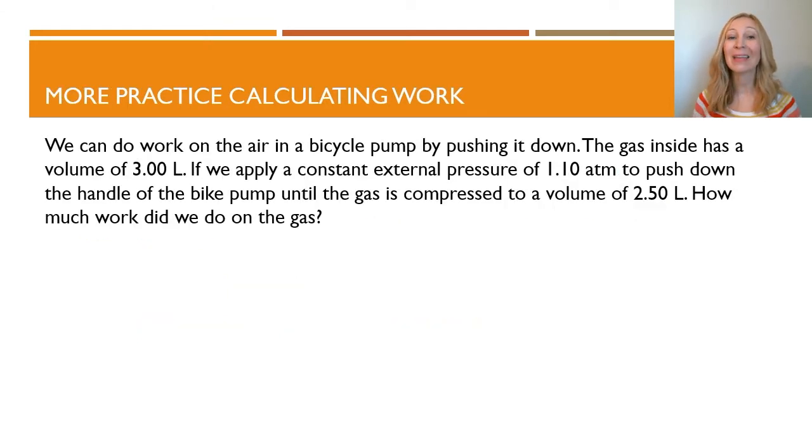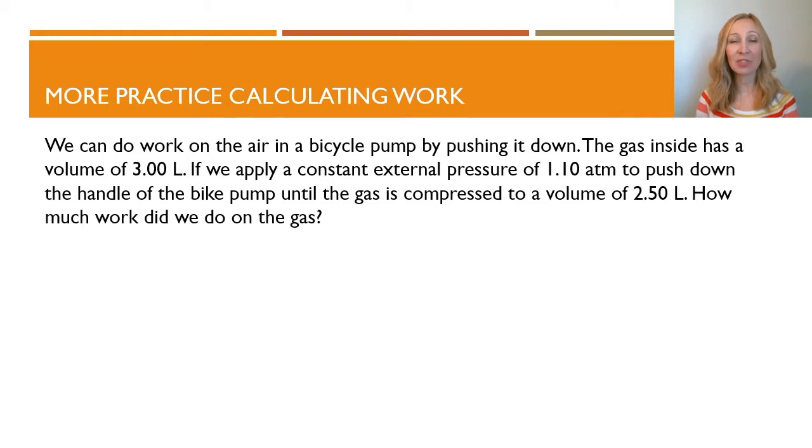We can do work on the air in a bicycle pump by pushing it down. The gas inside has a volume of 3.00 liters. If we apply a constant external pressure of 1.10 atmospheres and push down on the handle of this bicycle pump until the gas is compressed to a volume of 2.50 liters, how much work did we do on the gas?